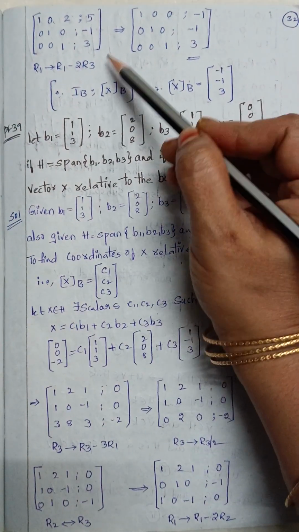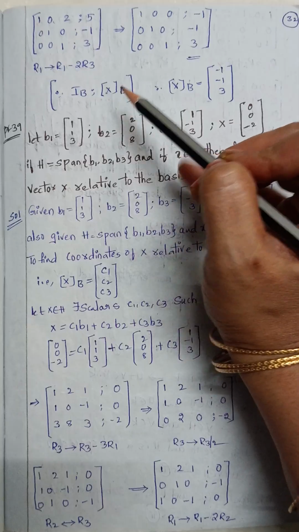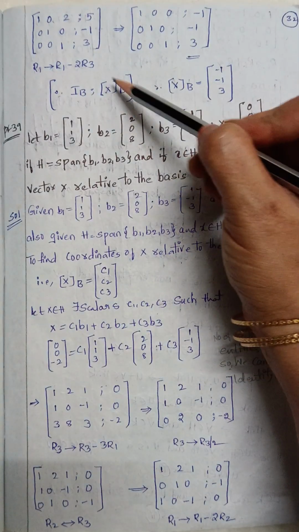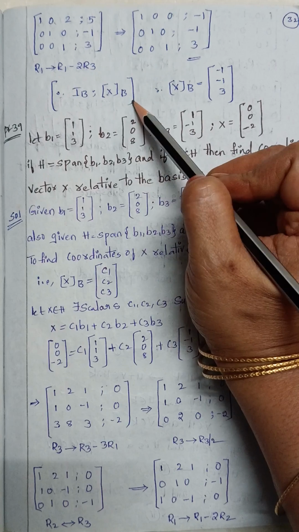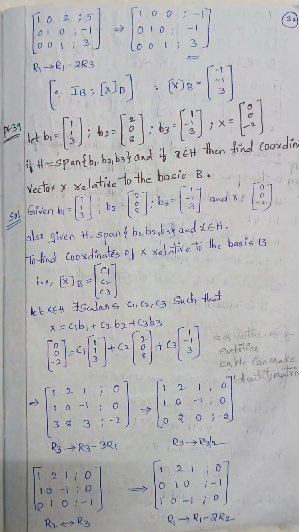Then whatever the right side vector is, which is nothing but the x relative to the basis B matrix, that is x over B matrix. So what is x over B here? Minus 1, minus 1, 3 is the required answer.